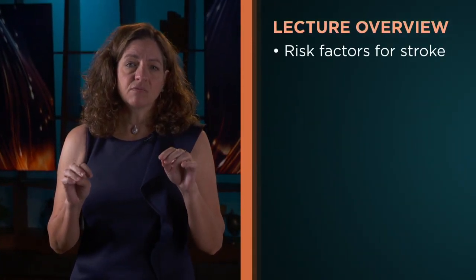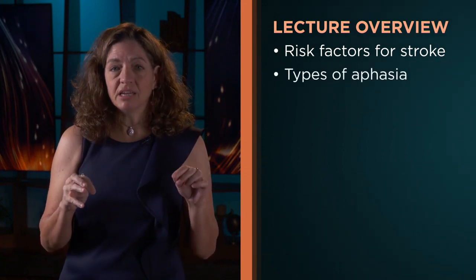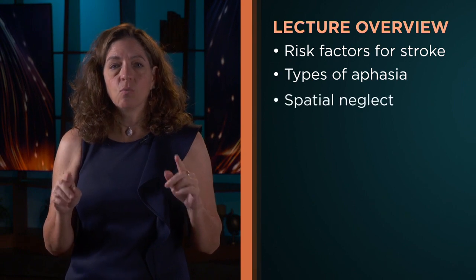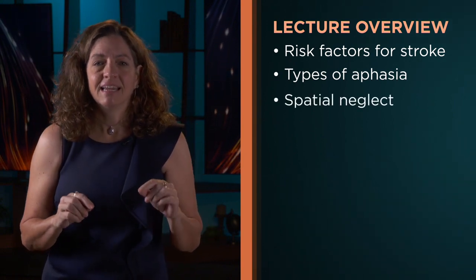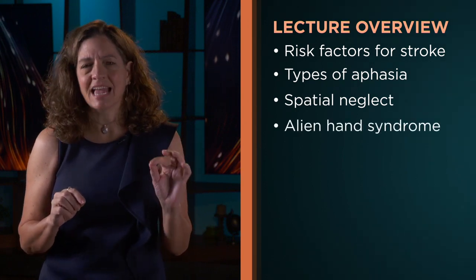Welcome back. In our last lecture, we covered some very general information about strokes, including the different types of stroke, the symptoms and deficits associated with a stroke, and how to diagnose and treat a stroke. Today, we're going to discuss risk factors for stroke, the types of aphasia that most commonly occur following a stroke, what we know about spatial neglect, and finally, a little about the strange condition known as alien hand syndrome.